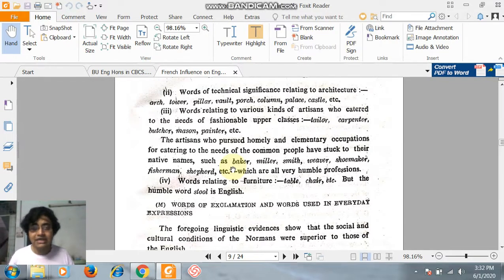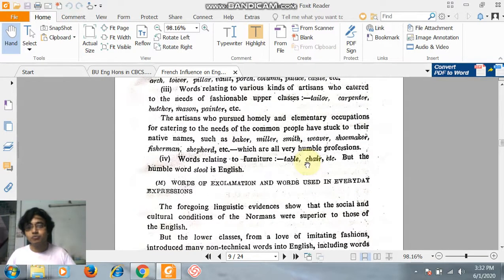Words like tailor, carpenter, butcher, mason, painter, these words are all French. The artisans who pursued homely and elementary occupations for catering to the needs of the common people have stuck to their native names, such as baker, miller, smith, weaver, shoemaker, fisherman, shepherd, etc., which are all very humble professions. These professions actually stuck to their native names. They were English in nature.